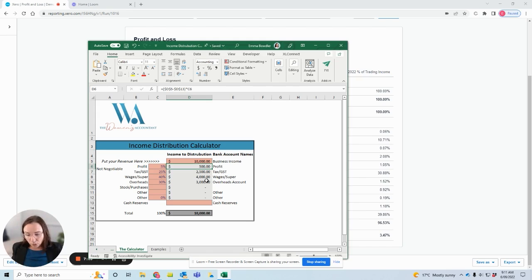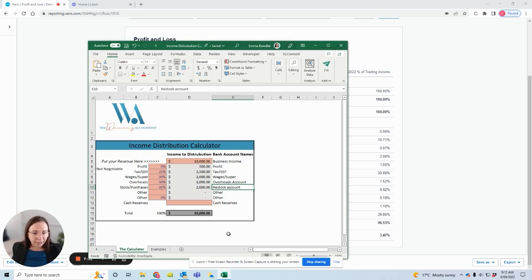Obviously I'm a service-based business, not a product-based business, but let's say you have product as well. Your wages might only be 20% and your purchases might be 20%. You're going to need money to restock, so you might change this account to a restock account. Then when you're doing your purchases, you would be paying your accounts out of that restock account. You can change these based on whatever you call your bank accounts, and it's completely up to you.